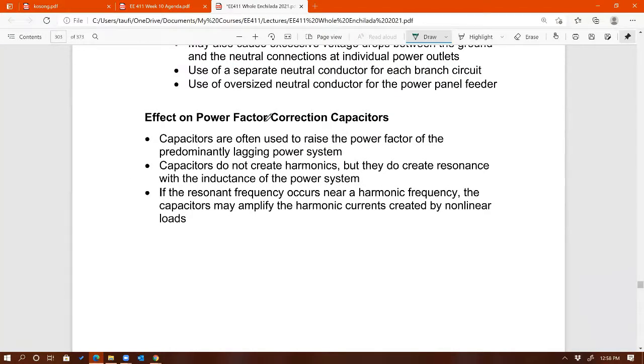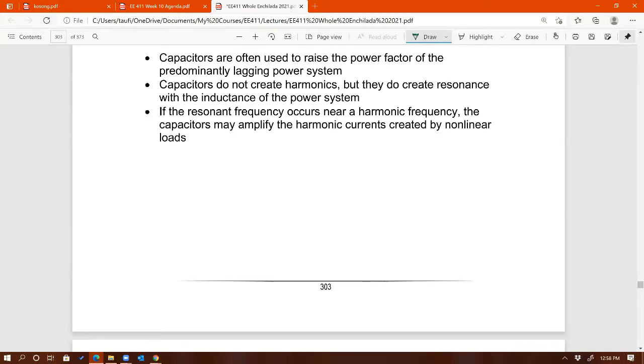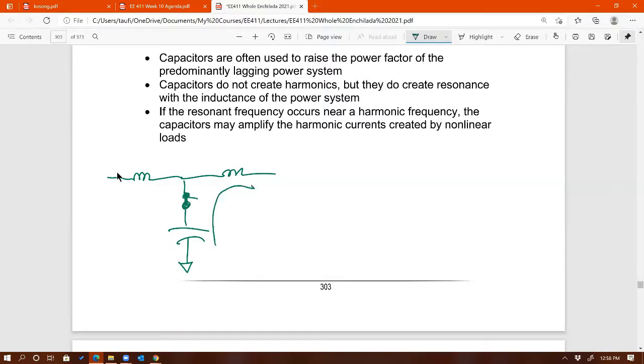Okay, next, the effect on power factor correction capacitors. Capacitors don't create harmonics. What they create is resonance, right? Power lines are mostly inductive, right? So if you connect a capacitor to correct power factor, for example, you create resonance, okay? This resonance could be dangerous because, let's say the current flowing through the line has harmonics.